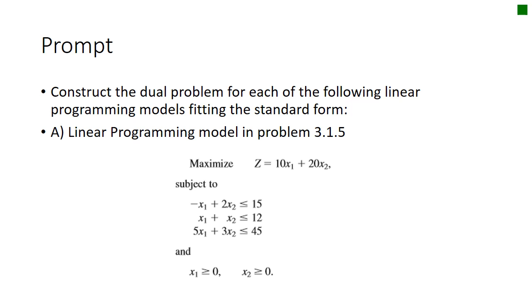So there's two parts for this prompt. Part A says that we need to find the dual problem for the linear programming model back in problem 3.1.5, and that problem is listed below. We need to maximize the objective function z equals 10x1 plus 20x2, subject to the three constraints negative x1 plus 2x2 less than or equal to 15, x1 plus x2 less than or equal to 12, and 5x1 plus 3x2 less than or equal to 45, and both x1 and x2 need to be greater than or equal to 0.